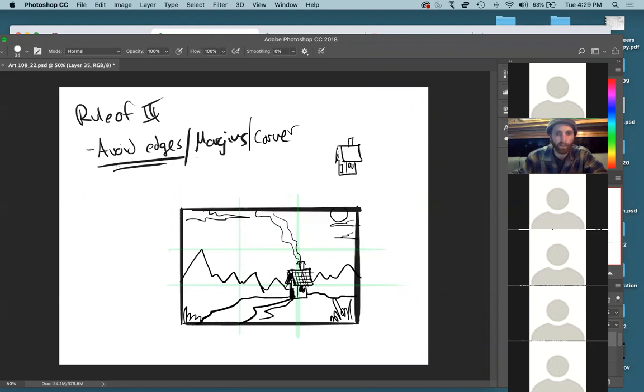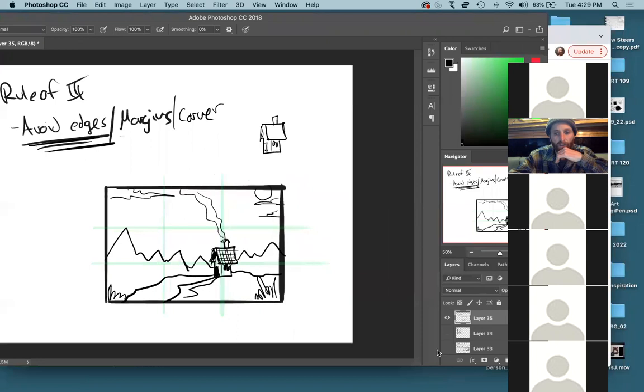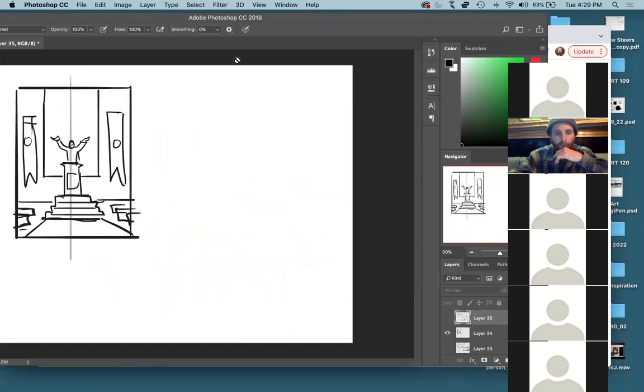So make sure you guys note this, write this down, avoid the edges of those compositions. So that'll be something that I'm definitely looking for on your thumbnails and final projects. Okay, any questions on how to use rule of thirds or symmetrical compositions?